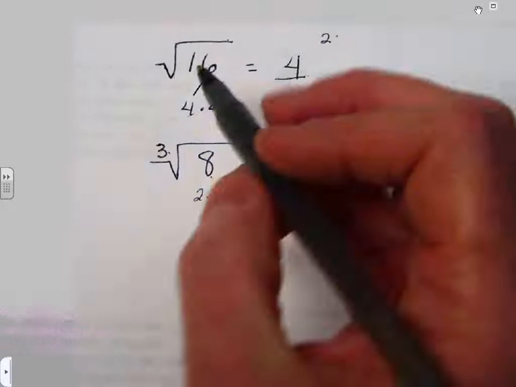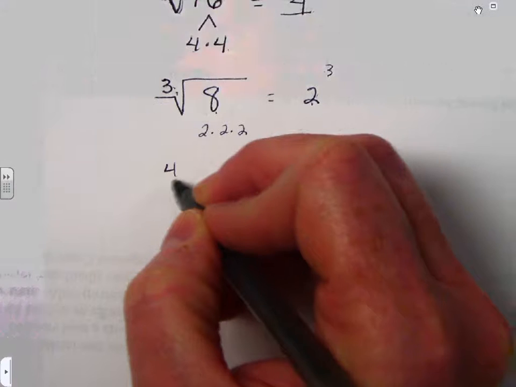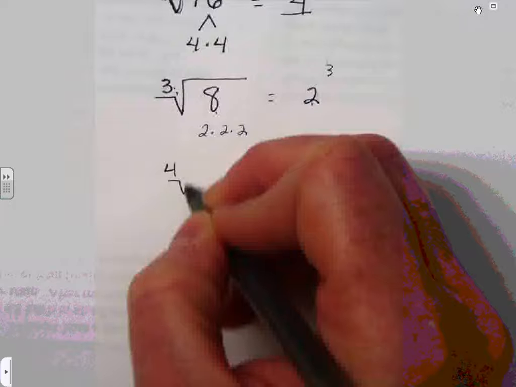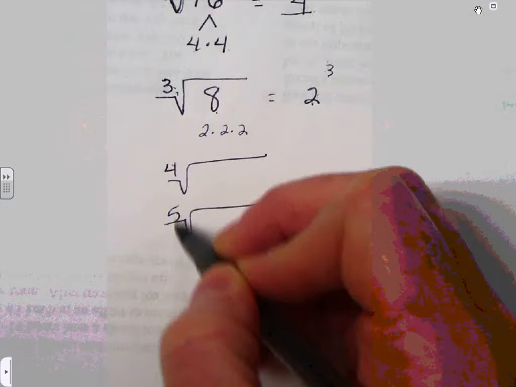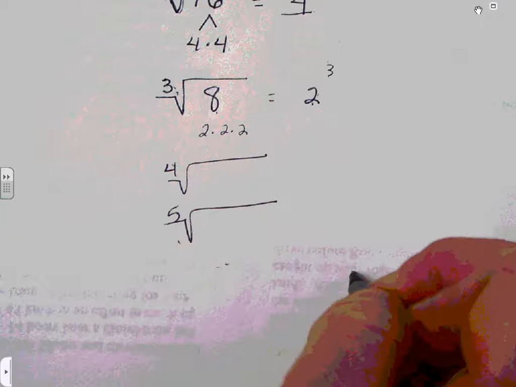So each of these, the symbol here is the square root. This is a cubed root. We would call this a 4th root. This is a 5th root. Each of these is telling you how many things I'm going to be multiplying times itself down here. All right? So that's the basics of the very beginning of this.